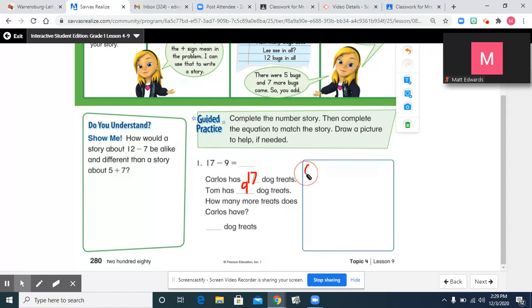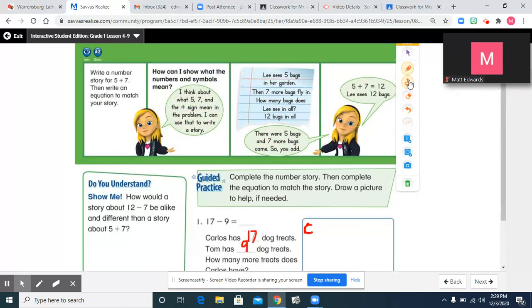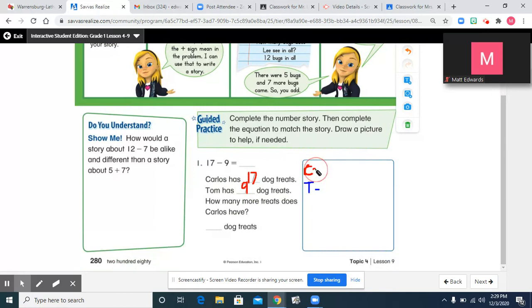I'm going to draw a picture really quick. So I'm going to put a C for Carlos, and then I'm going to change colors. I'm going to put a T for Tom. Okay. Now it says that Carlos has 17 dog treats. So what I'm going to do, I'm just going to put a slash for each dog treat. 1, 2, 3, 4, 5, 6, 7, 8, 9, 10, 11, 12, 13, 14, 15, 16, 17.